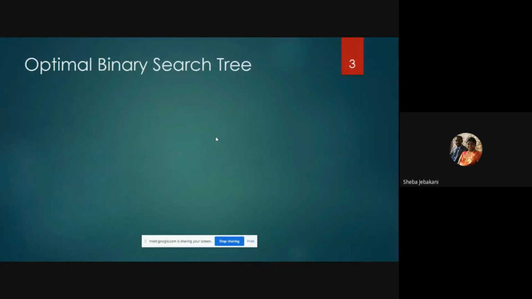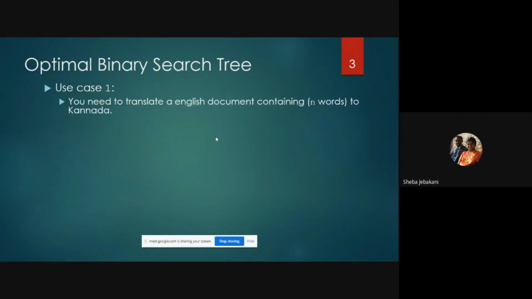Okay, so coming to optimal binary search tree, what is optimal binary search tree and why should we go for it? Let's take two examples and figure out why exactly we need to go for optimal binary search tree. First example, given a scenario, I'm just giving you two scenarios. Think about it. You need to translate an English document containing N words to Kannada. So in order to translate, you are basically given a dictionary which gives you the translation from Kannada to English.